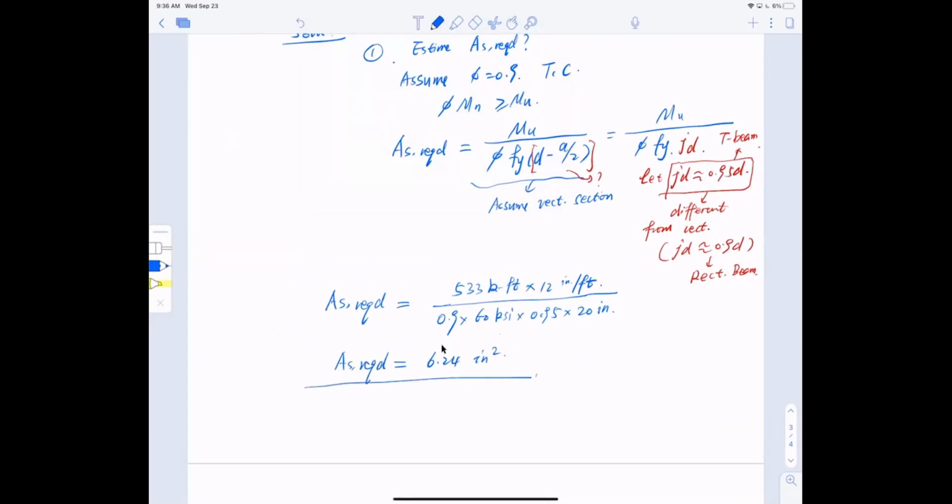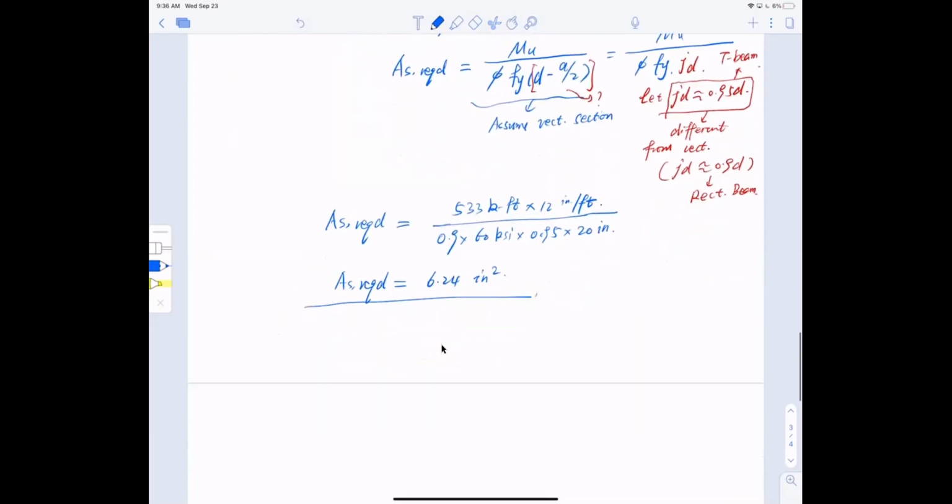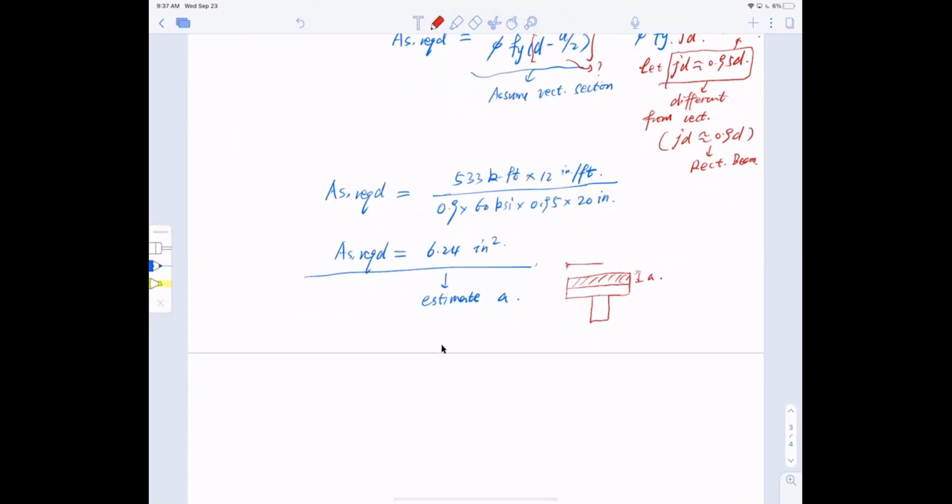Keep in mind that the whole exercise, the estimate, is to estimate the compressive zone a. This is under the assumption that my compressive zone a is within the flange. I'm going to use be to estimate a.